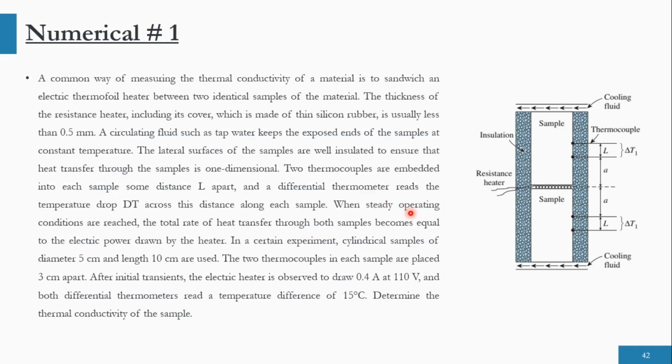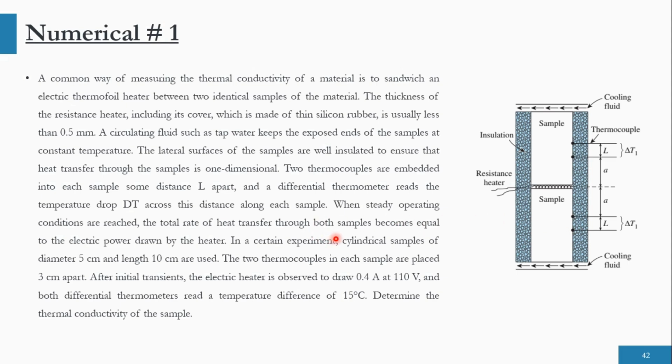When steady state conditions are achieved, the total rate of heat transfer through the samples becomes equal to the electric power drawn by the heater, which means that the amount of heat that is transferred from this heater is equal to the heat that is gained by these samples. However, there is only one heater, so half of the heat will be transferred to this sample and half of the heat will be transferred to this sample, and accordingly we will measure the change of temperature for both samples.